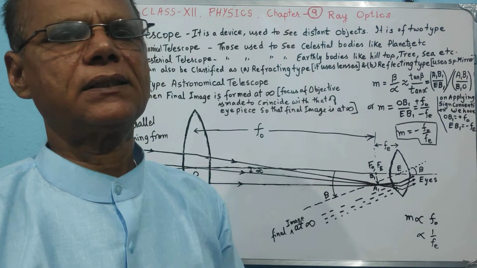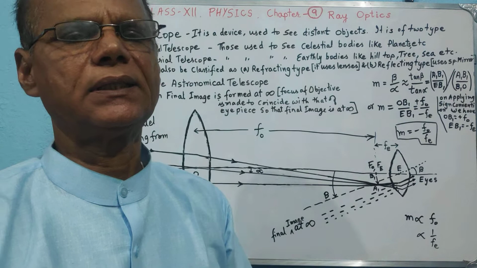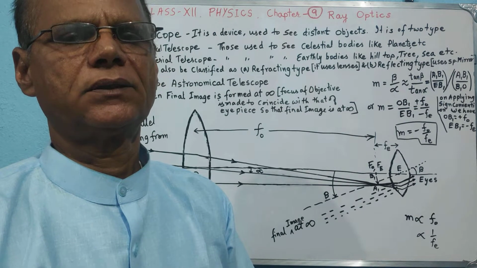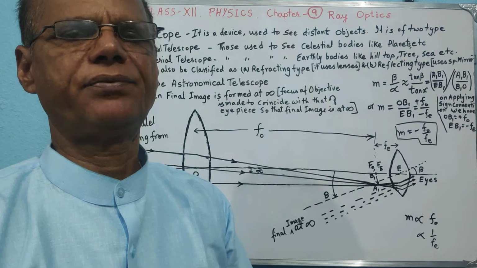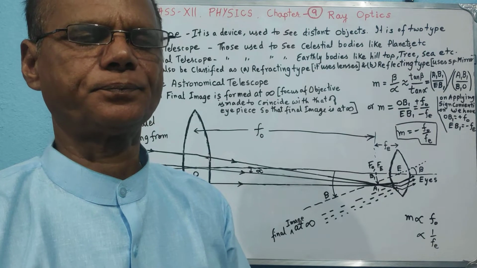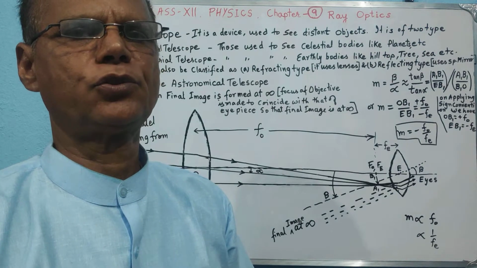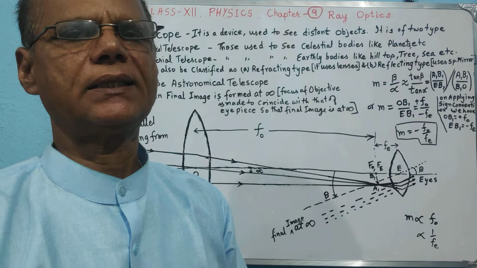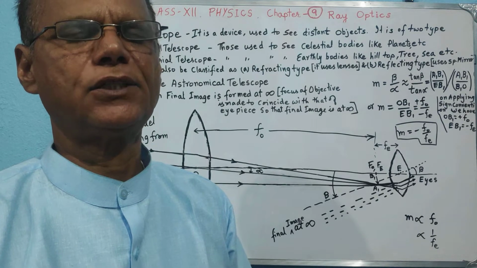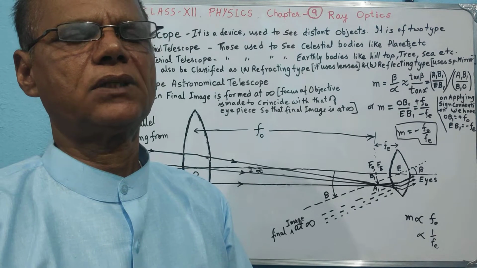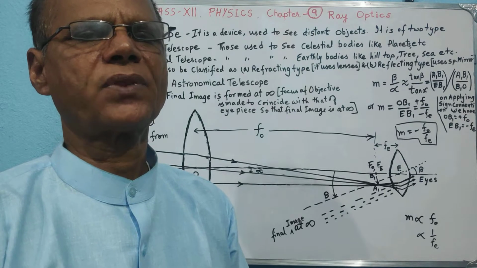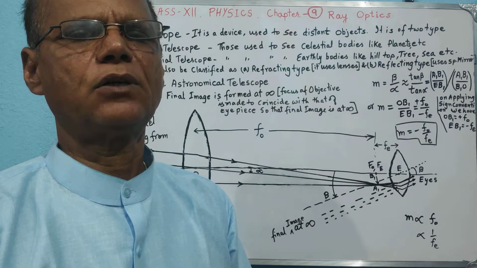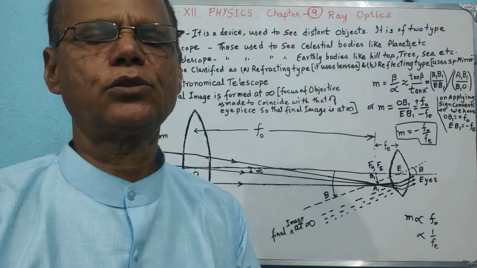Now we haven't mentioned over here, but refracting type telescope can be further divided into two types. One is Newtonian telescope and another is Cassegrain telescope. So now let us start talking about the astronomical telescope.